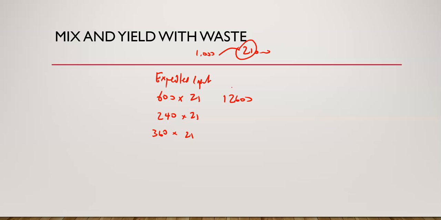240 times 21 is 5,040. 360 times 21 is 7,560. So therefore, 12,600 plus 5,040 plus 7,560 is 25,200. So from an input point of view, I would have expected this to make your 21,000 units.